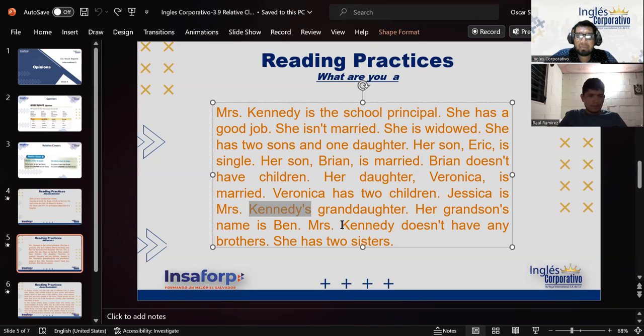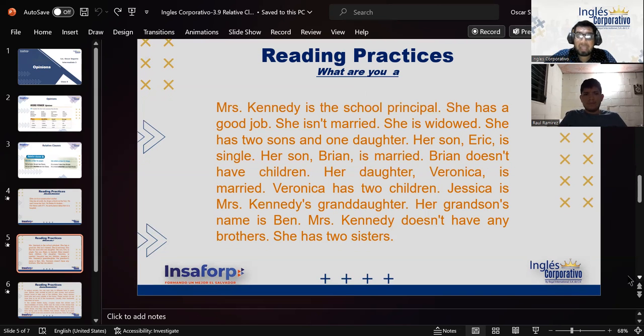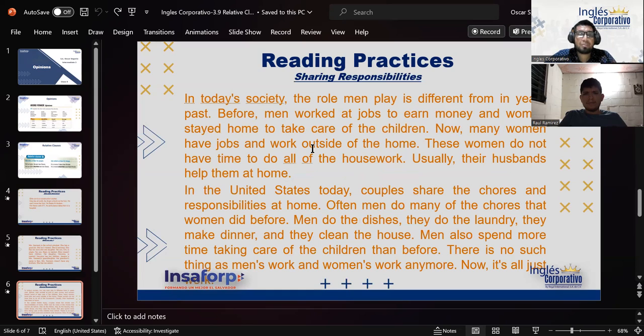And then we have Mrs. Kennedy doesn't have any brothers. She has two sisters. So very easy, not complicated at all. Now, let's see the last one. Este sí es un poquito más largo, solo que este ya no tiene tantas comas y tantos puntos como antes. So yeah, this is the last one and it's titled Sharing Responsibilities. So let's see how we do with this one.